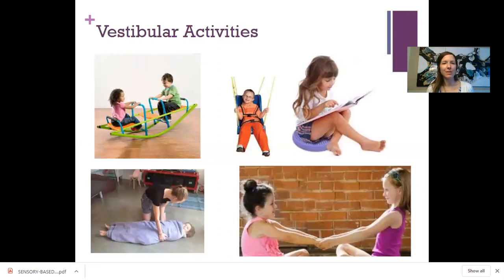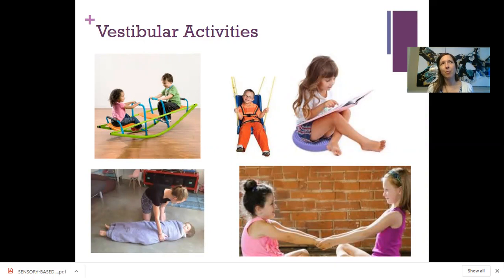So some examples of vestibular activities. So we have kids on a little seesaw and they're rocking. Swings can be very, very regulating. Something to take note of is that linear vestibular input, so back and forth, tends to be a very calming and relaxing type of sensory input.